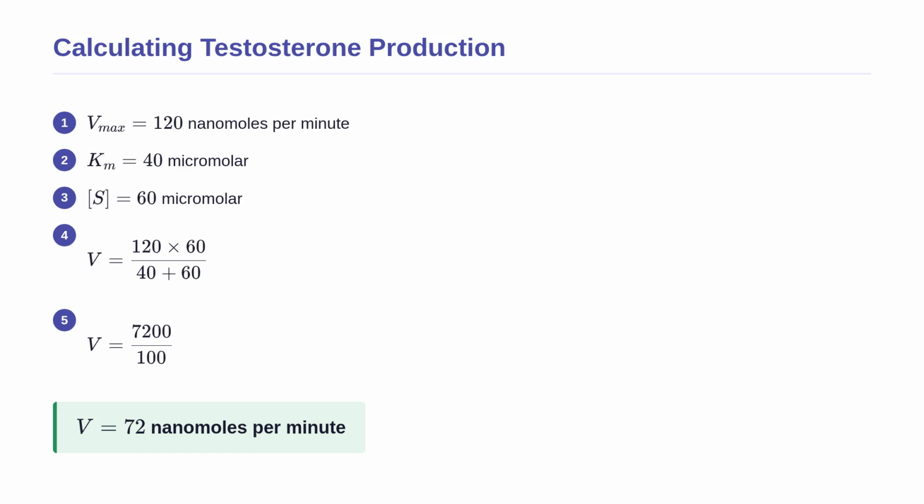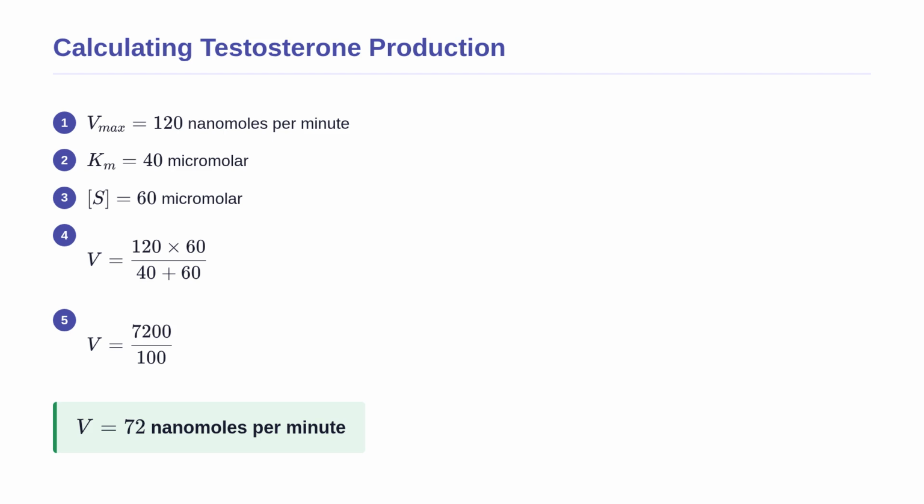Let us apply this formula to a real biological scenario inside the Leydig cells of the testes, which produce testosterone. We are given a maximum production rate of 120 nanomoles per minute. The Michaelis constant is 40 micromolar, and the current cholesterol substrate concentration is 60 micromolar. We want to find the current rate of testosterone production.